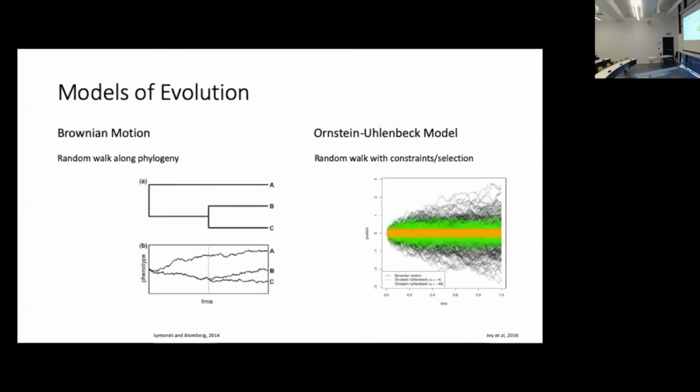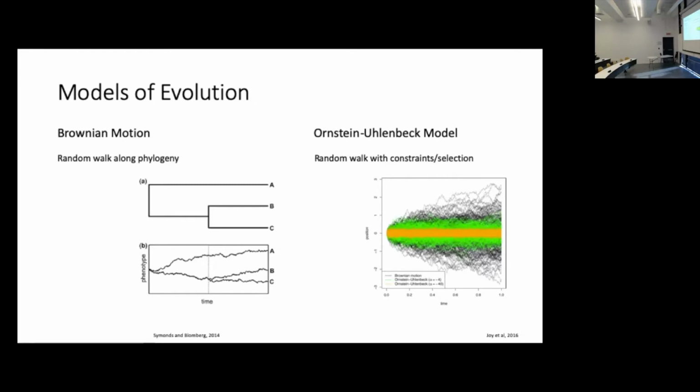So in addition to accounting for the statistical non-independence of points, phylogenetic comparative methods also let us test different models of evolution to identify how these traits have evolved. So for example, like Florence was talking about earlier, one of the more commonly used models is the Brownian motion model, where the phenotype evolves as a random walk along the phylogeny. So if we have an example phylogeny seen on the top there with 3 taxa, the phenotype is illustrated below with phenotype on the y-axis, and you can see that the trait randomly varies over time.